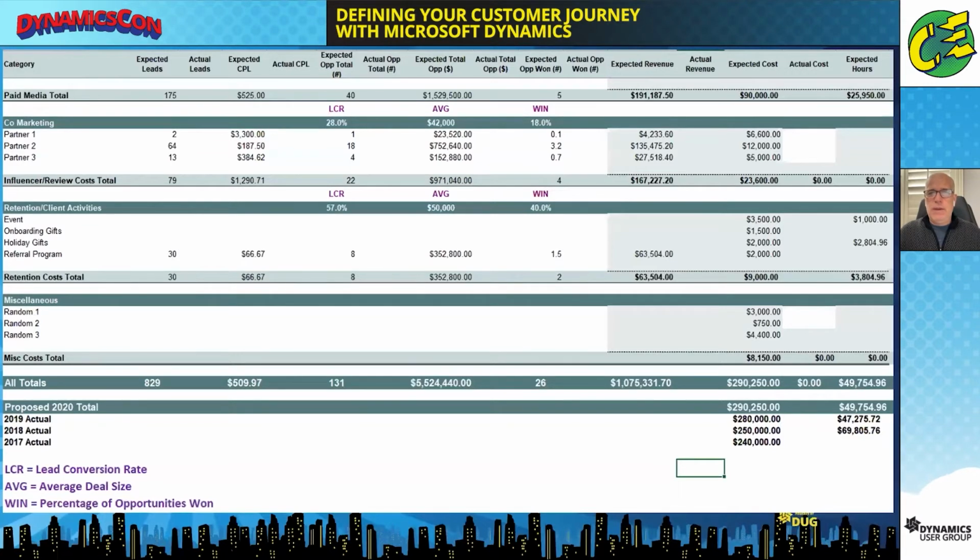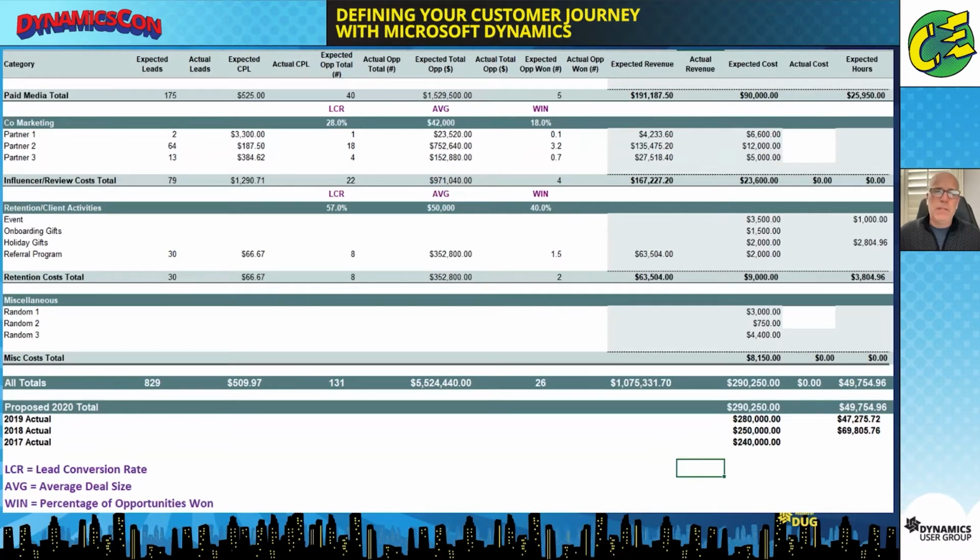So here's a spreadsheet. I recognize that this might be a little hard to read in some of the detail. I'm going to talk through it, and know that you can download these slides later. Across the top, the key metrics we're going to be tracking are expected leads, expected cost per lead, actual cost per lead, expected number of opportunities, actual number of opportunities, expected total dollar value for the opportunities, actual dollar value, expected win percentage and the actual win percentage, the expected revenue, the actual revenue, the expected cost, and the actual cost.